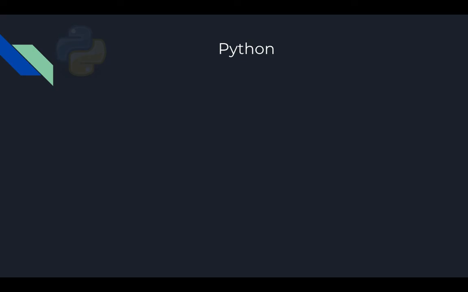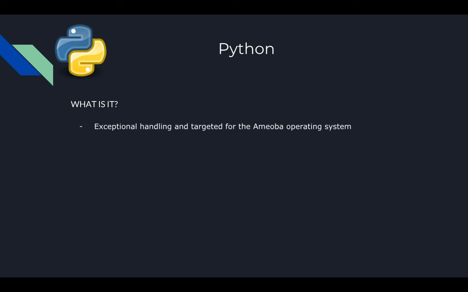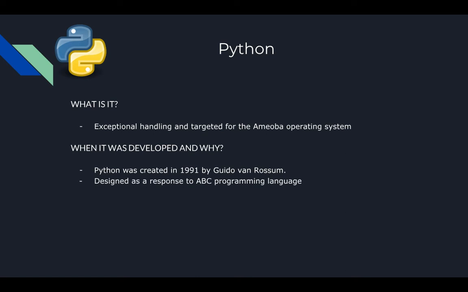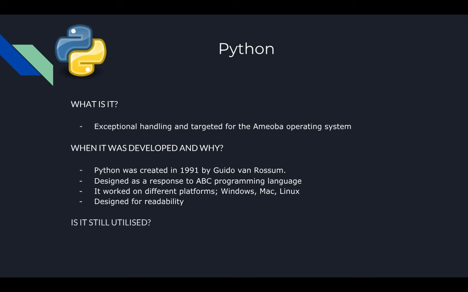And finally, we have Python. Python is really good at handling, and it's targeted for the Amoeba operating system. It's kind of mathematical based. It was created in 1991, and it was designed as a response to the ABC programming language. It worked on many different platforms, and it was designed for readability and ease of use. It was made for writing programs with fewer lines compared to other programming languages.